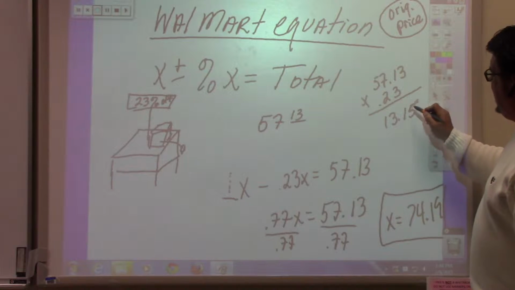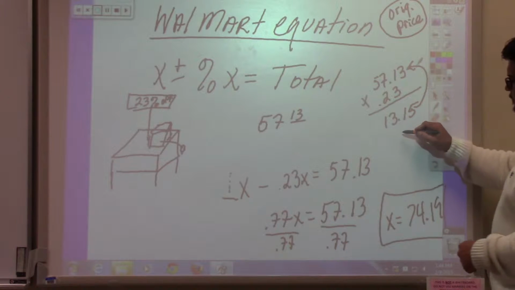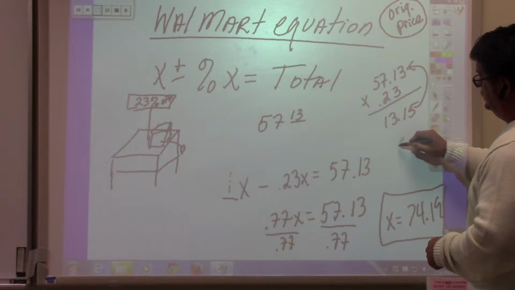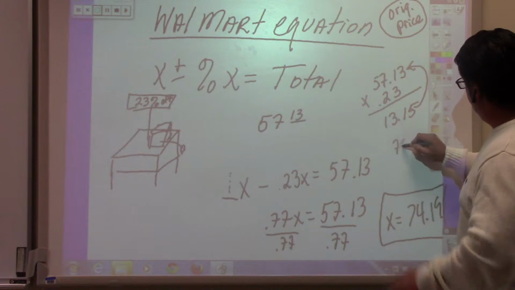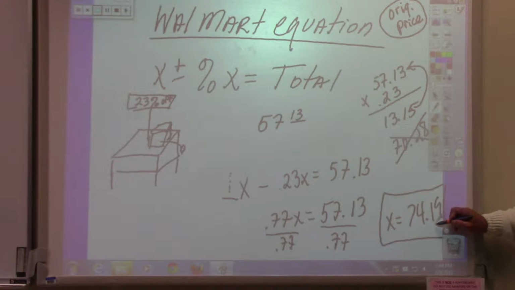15 and subtract that from this. What do you get? Or add it, I'm sorry, add it to it. What do you get? $70.28. I'm sorry, what? 70.28. And that's why you'll get it wrong, because that is the correct answer.